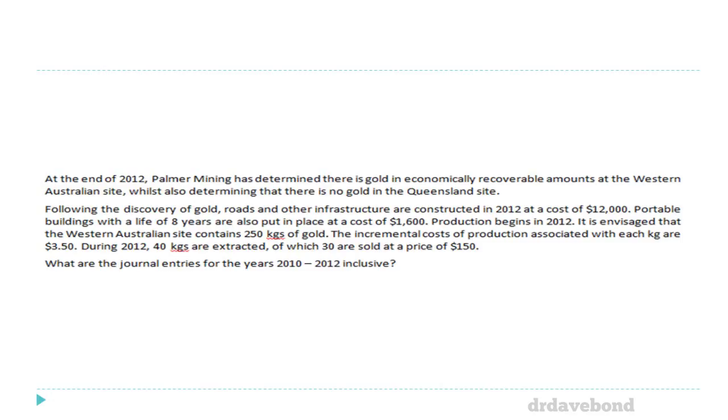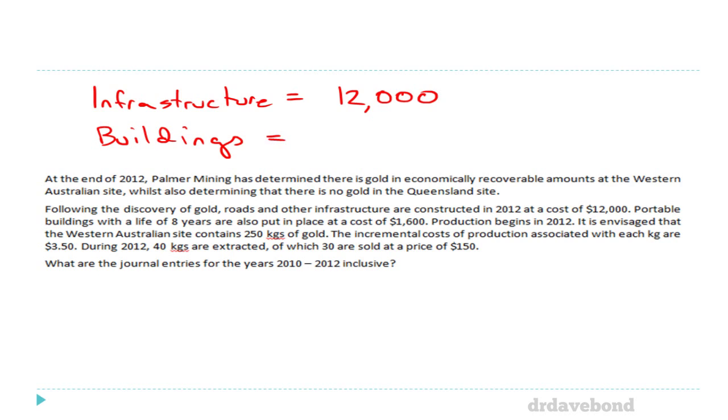Following the discovery, roads and other infrastructure are constructed at $12,000. I'll write this up a little bit bigger if I can find it. So we put in infrastructure, roads and the like for 12,000, cheap roads. Portable buildings, incredibly cheap buildings, with a life of 8 years, are also put in place at a cost of $1,600. Production begins in 2012.